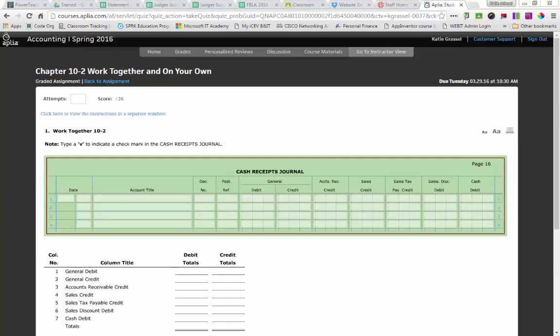The rest of the journal we're going to be treating exactly the same. We do have our general debit and credit columns, accounts receivable credit, and then our cash debit. So let's take a look at the first transaction and see how we can get that recorded.